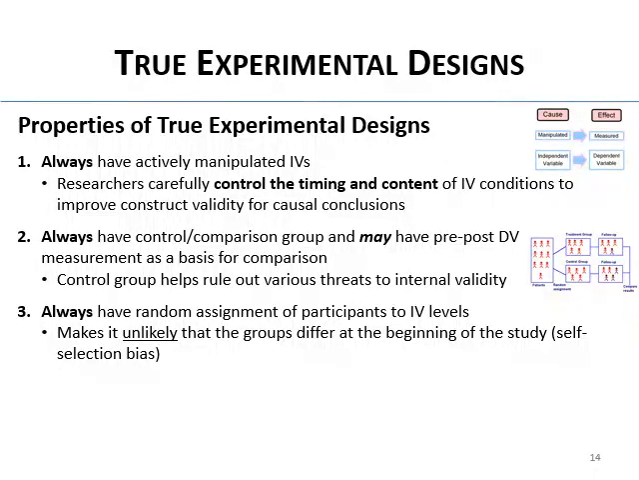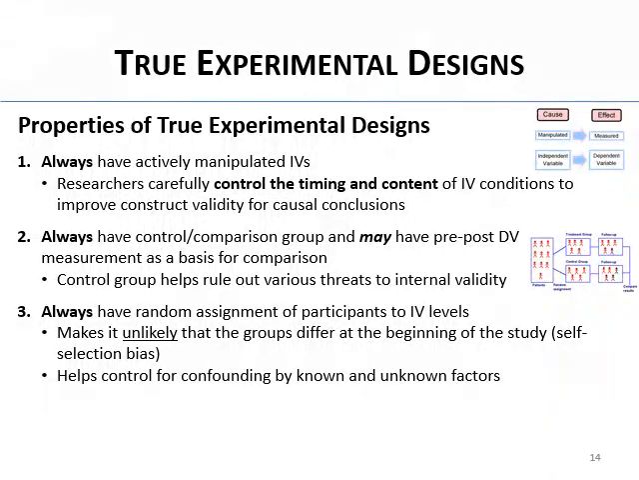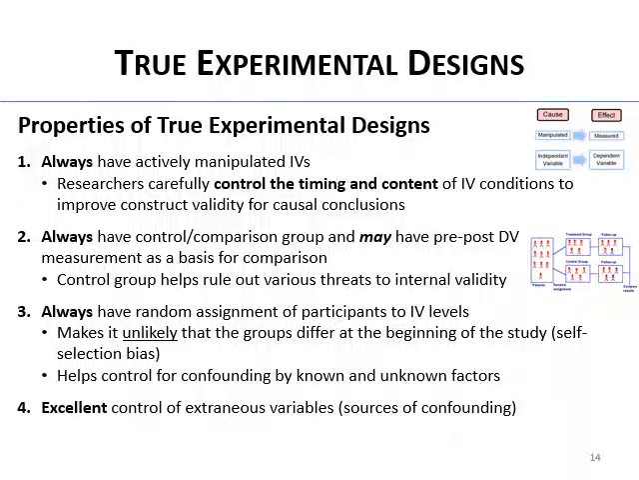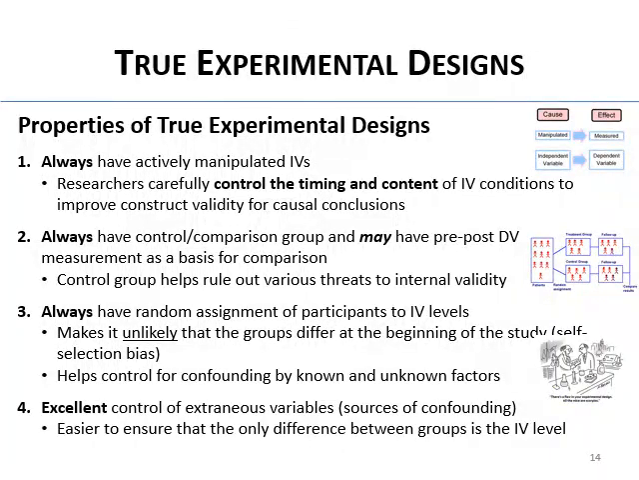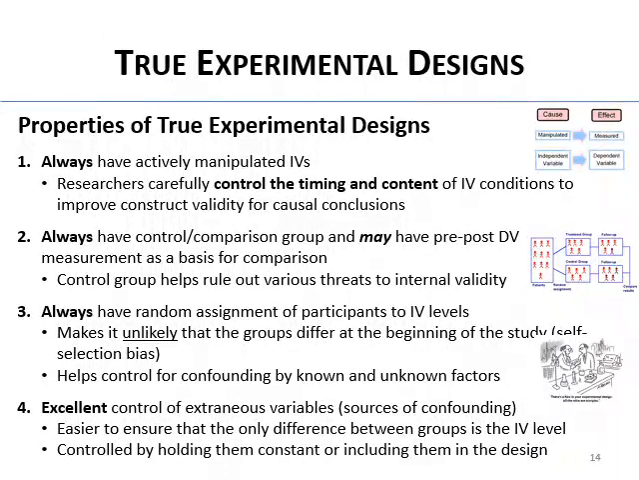things like self-selection bias because you're determining what level they're in. That helps control for confounding by all sorts of known and unknown factors. They have excellent control for extraneous variables and other sources of confounding. So they're pretty good designs. So they help ensure that the only difference between the groups is indeed the IV level because of the random assignment. So you can also control things by holding them constant or including them in the design itself.